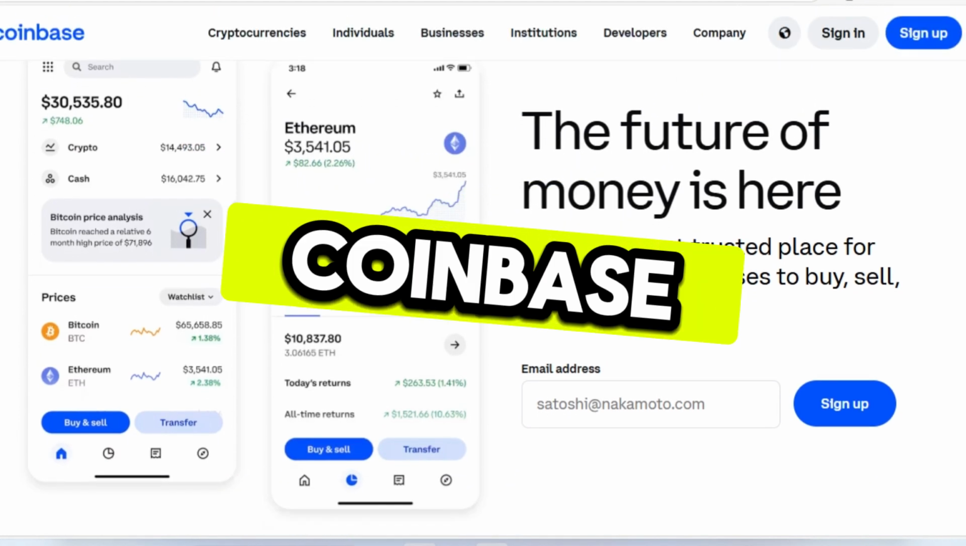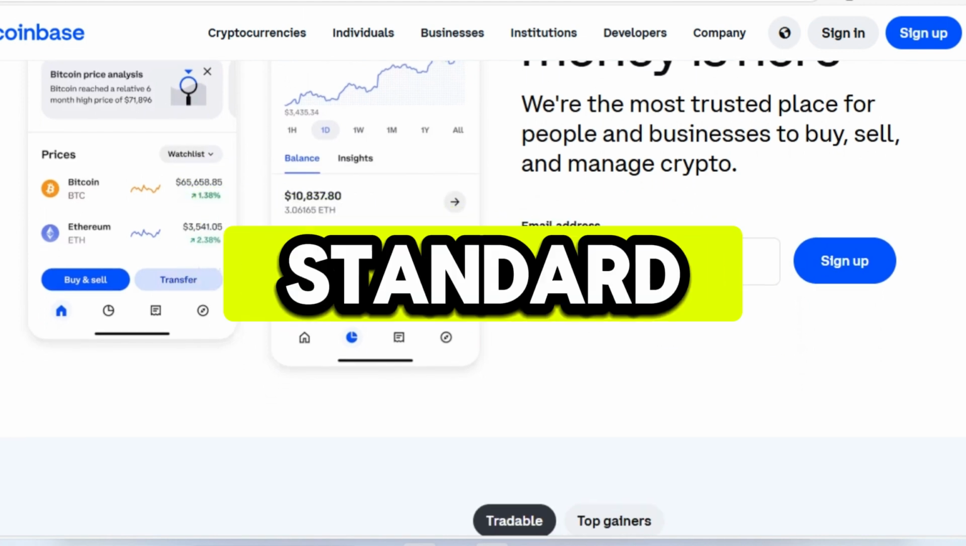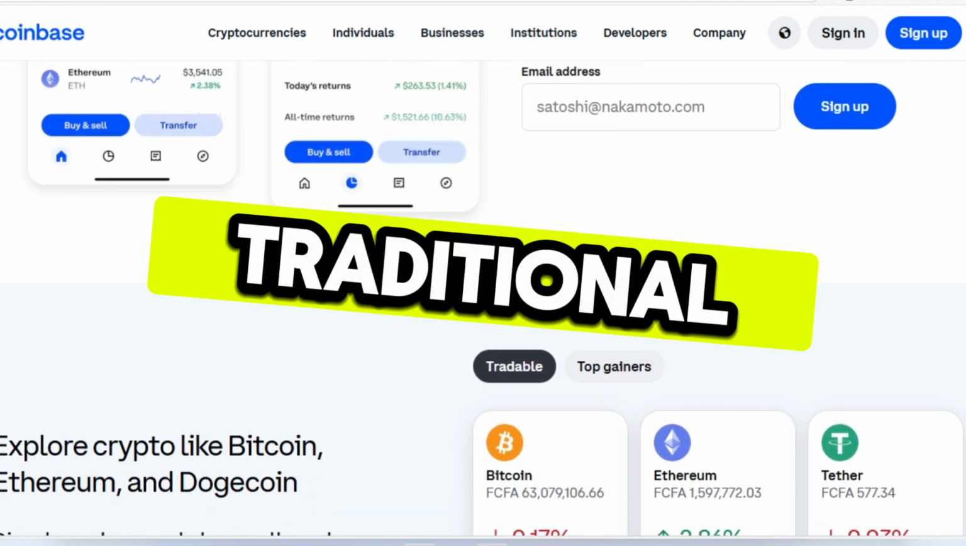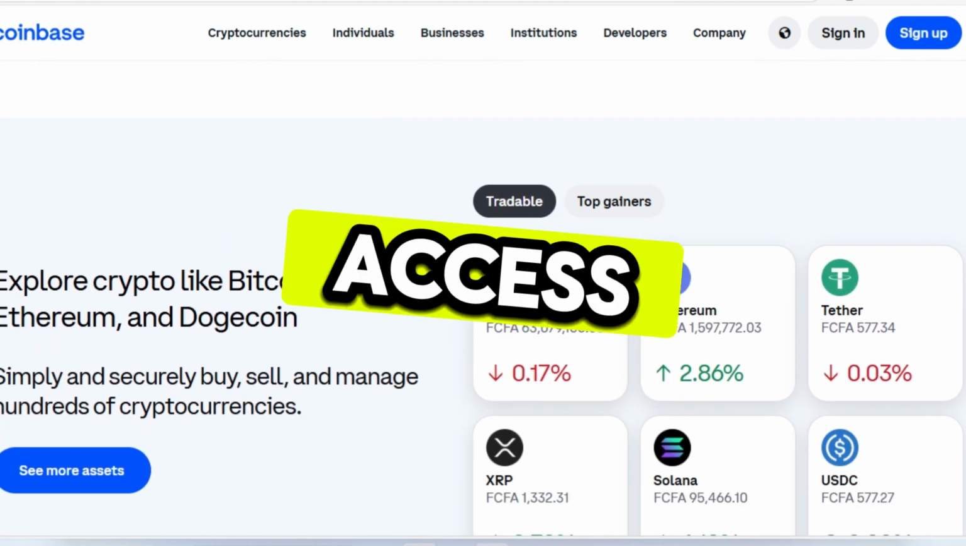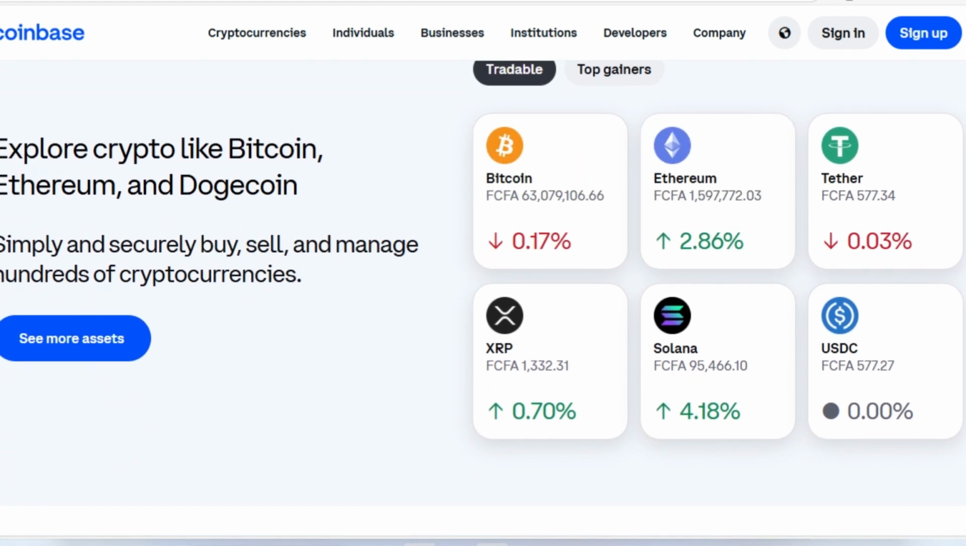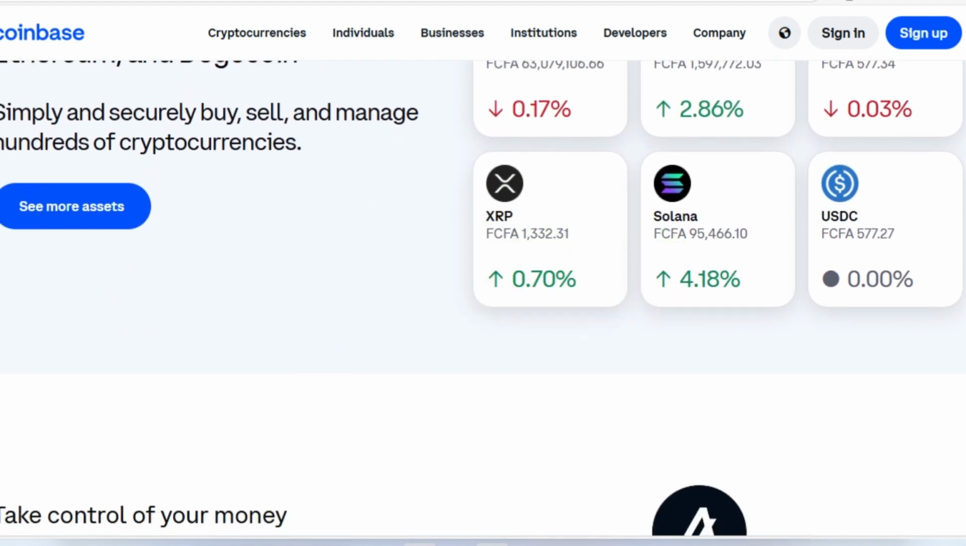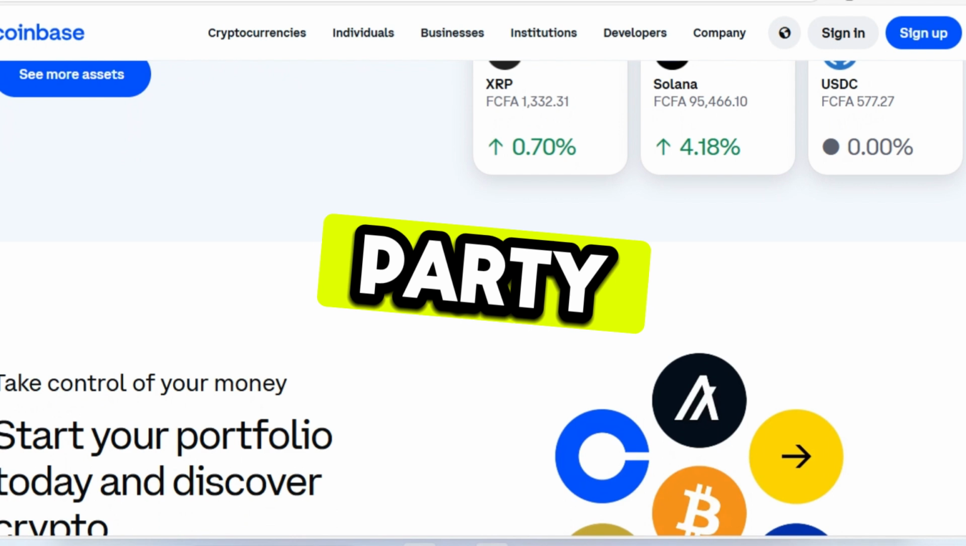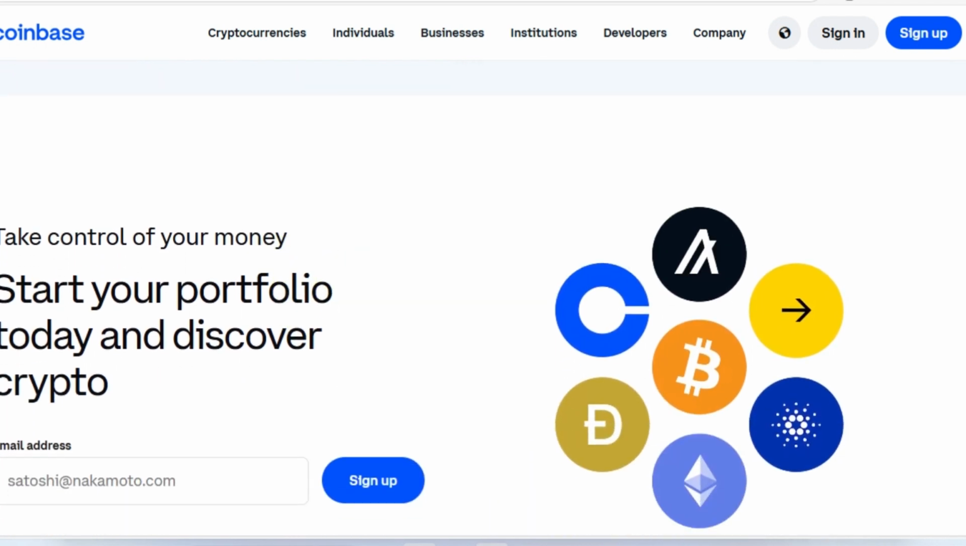Step 2. Know Coinbase limitations. Coinbase's standard platform does not support traditional short selling. However, you can access short strategies using Coinbase Advanced or by using inverse assets and margin trading via third-party platforms linked to Coinbase Wallet.